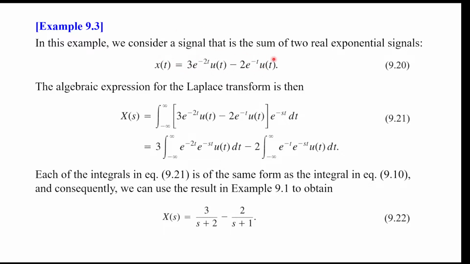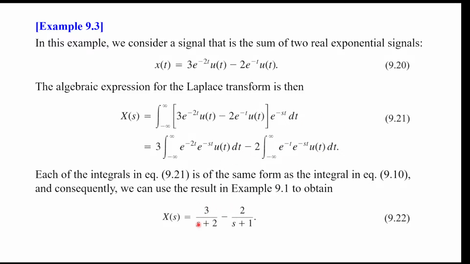So a linear combination of two exponentially decaying functions. So you have 3 times e to the minus 2t, then minus 2 e to the minus t. Okay, and I would say this is a linear combination, and we use equation 9.3 to do the Laplace transform. Then we see, because this integration is linear, this is just 3 times the Laplace transform of e to the minus 2t, minus 2 times the Laplace transform of e to the minus t. And then the integration is easy to do. So this integration is just linear.